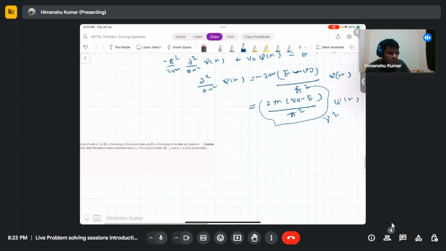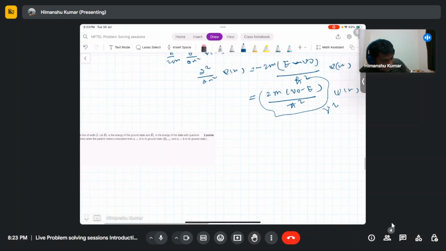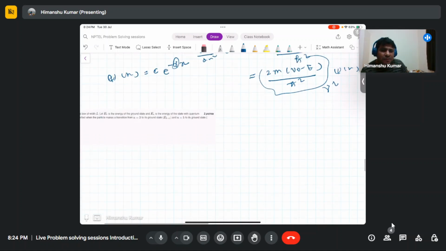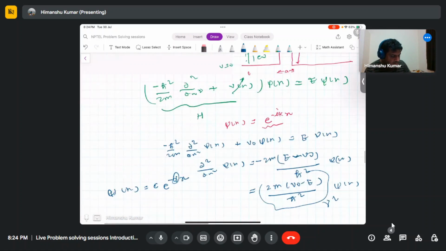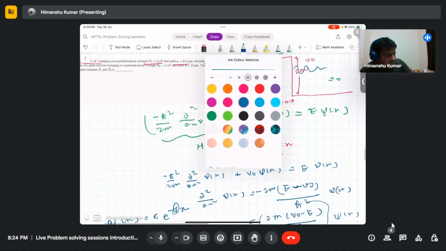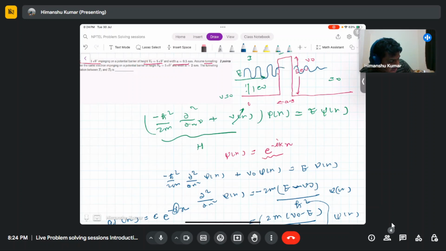So if you try to find the solution of this equation, then you will find psi of x is of the form of some constant c times exponential of minus gamma times x, and gamma is a real function actually. Gamma is given by this. So in this region the electron wave function will exponentially decay. In this region it will become less, and after this it will behave like a plane wave.